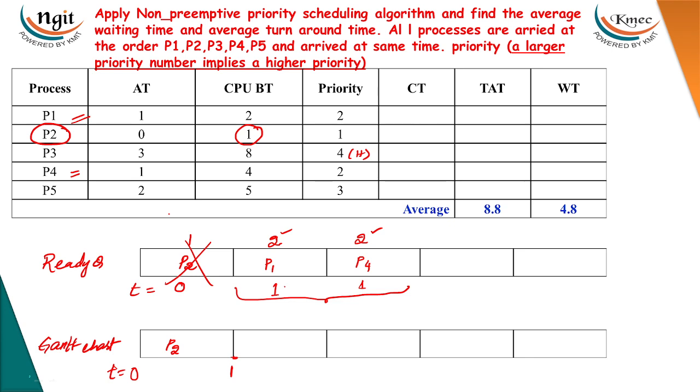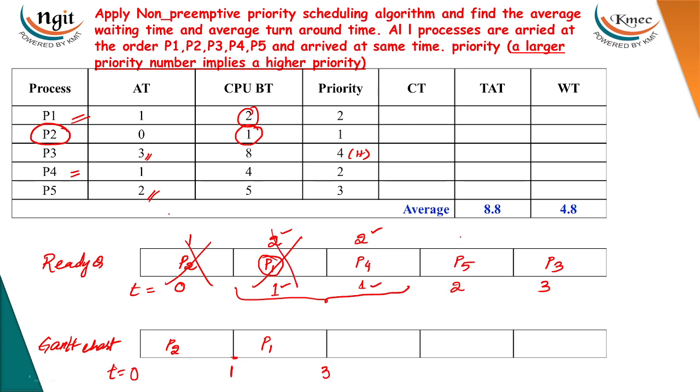Now if priorities are the same, we need to check arrival times. But the arrival times are also the same. Then we need to go for the minimum process ID. So P1 has burst time 2, so it will execute up to the third second, at time t equal to 3. Now during this execution of P1, that is 1 to 3, let's see how many processes come to the ready queue. At time t equal to 2, P5 came to the ready queue. At time t equal to 3, P3 came to the ready queue. P1 execution is completed.